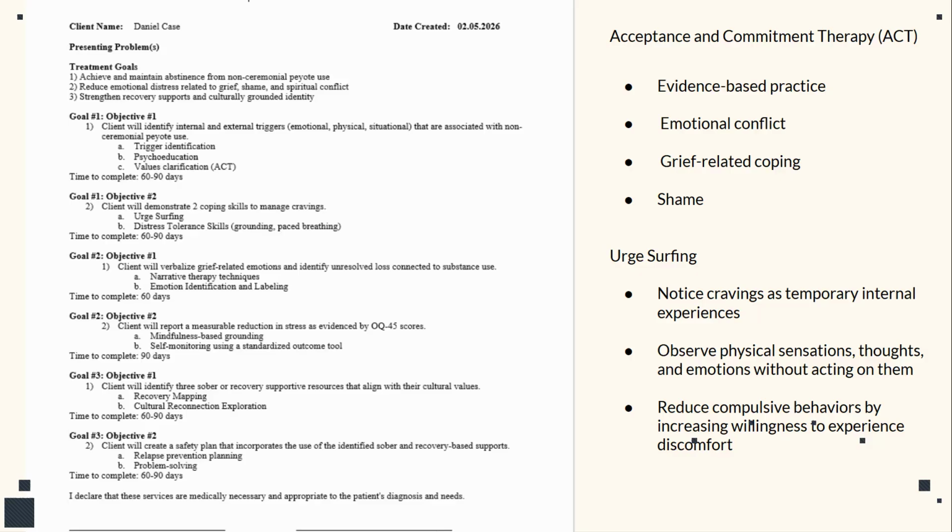But please, in your responses, take a look at this, read it to help understand it a little bit better. With the acceptance and commitment therapy, we chose this because it's an evidence-based practice. It supports emotional conflict, practices grief-related coping, and explores shame. And the skill that we chose was urge surfing.